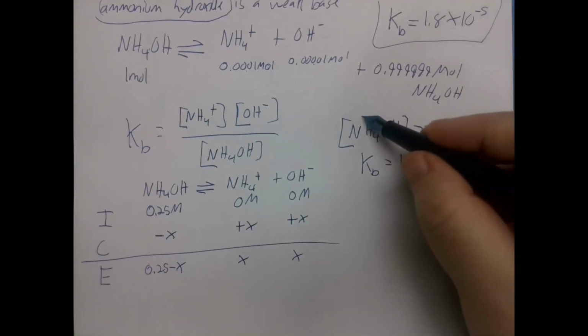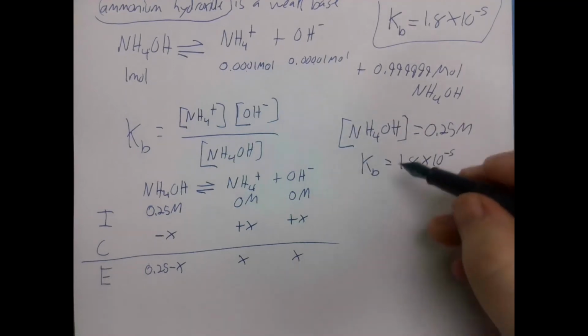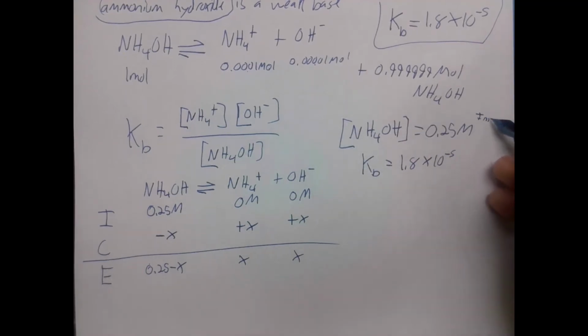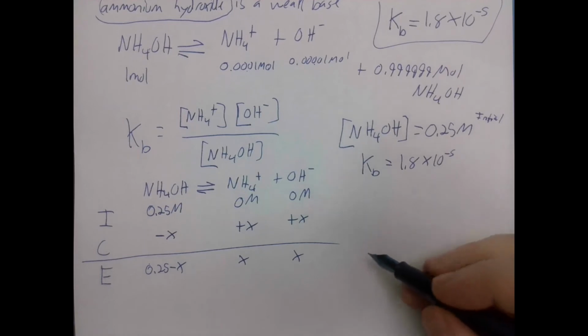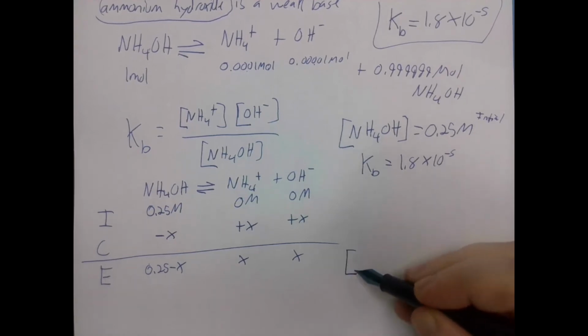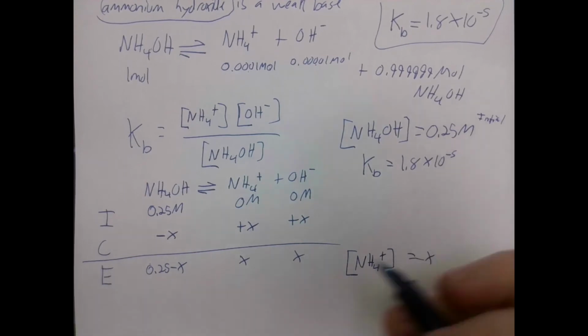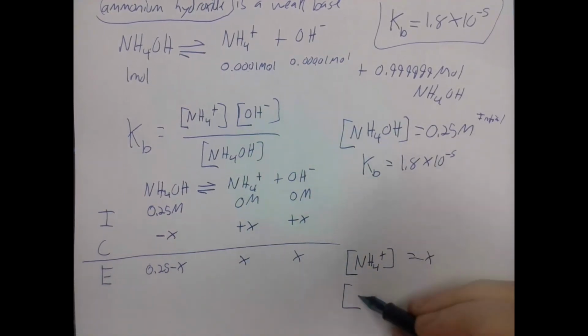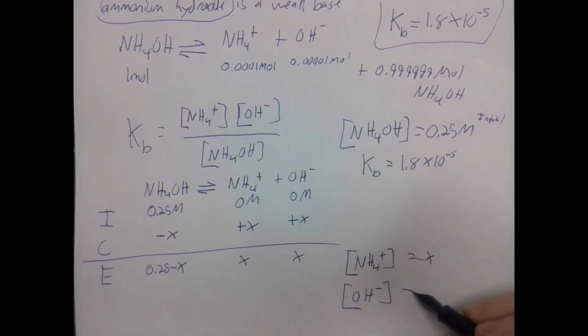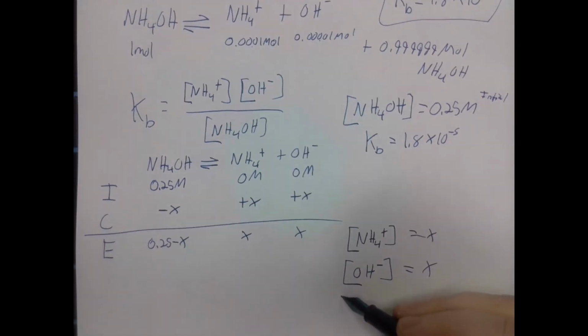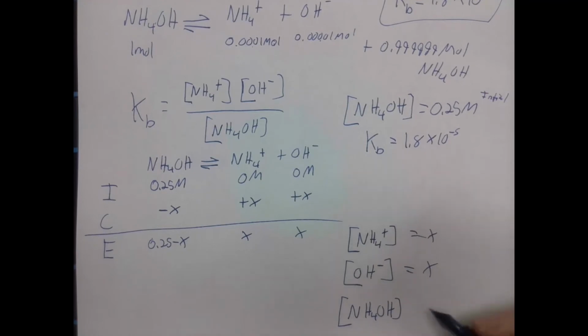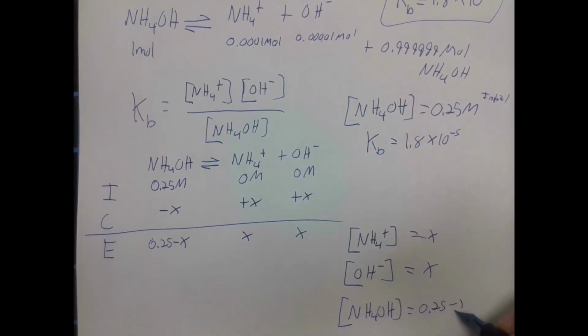So this was what I initially had. This is my initial condition, I should say. At equilibrium, my concentration of NH4 plus is going to be X, my concentration of OH negative is going to be X, and my concentration of NH4OH after reaching equilibrium is going to be 0.25 minus X.